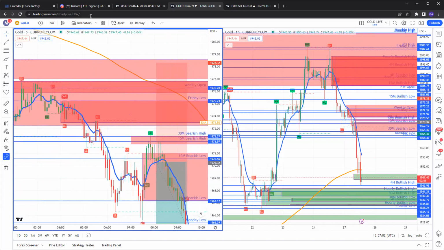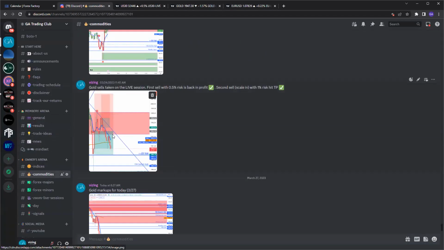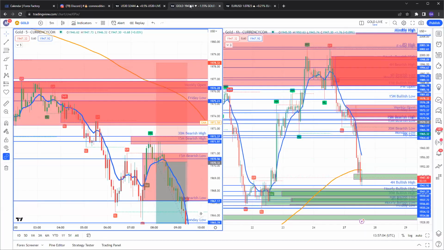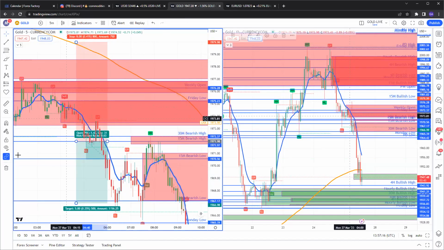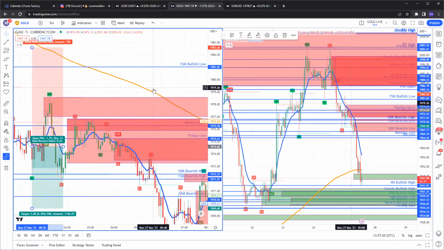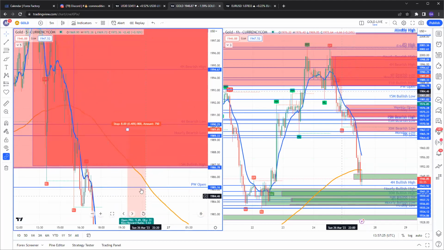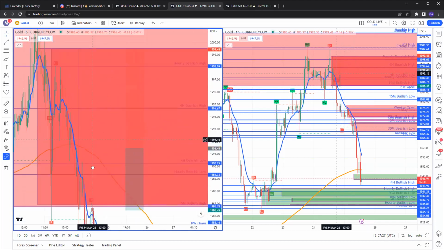Let me go back to the Discord and see, because it was at the very top of that zone. So our sell was around 1994. Yeah, so these were the trades, 1994 and 1996. So we caught the high of that sell. So I'm not really looking at that trade.